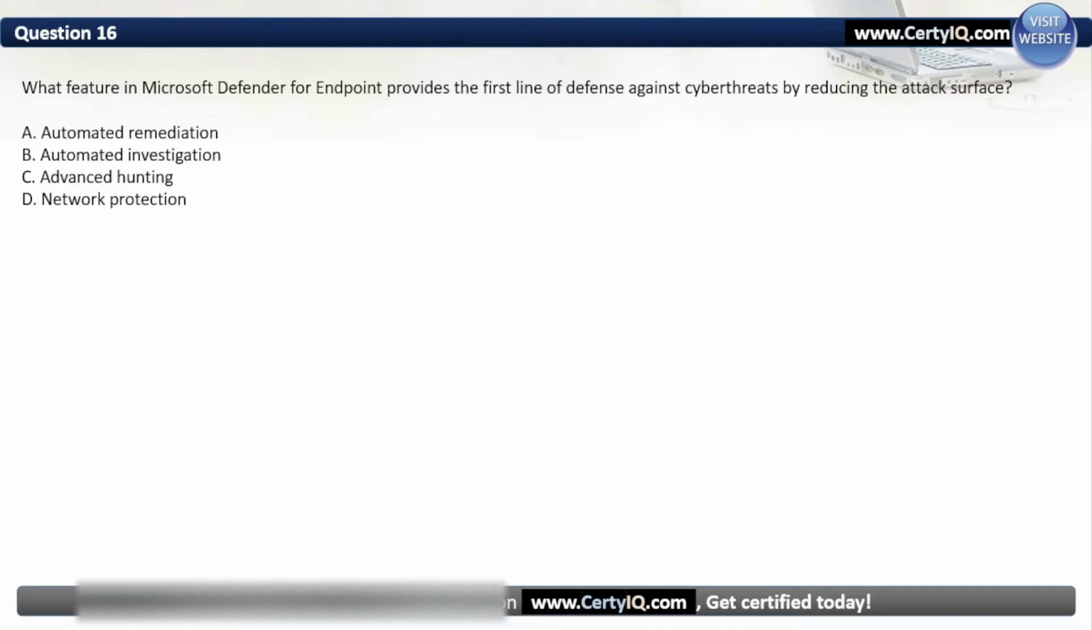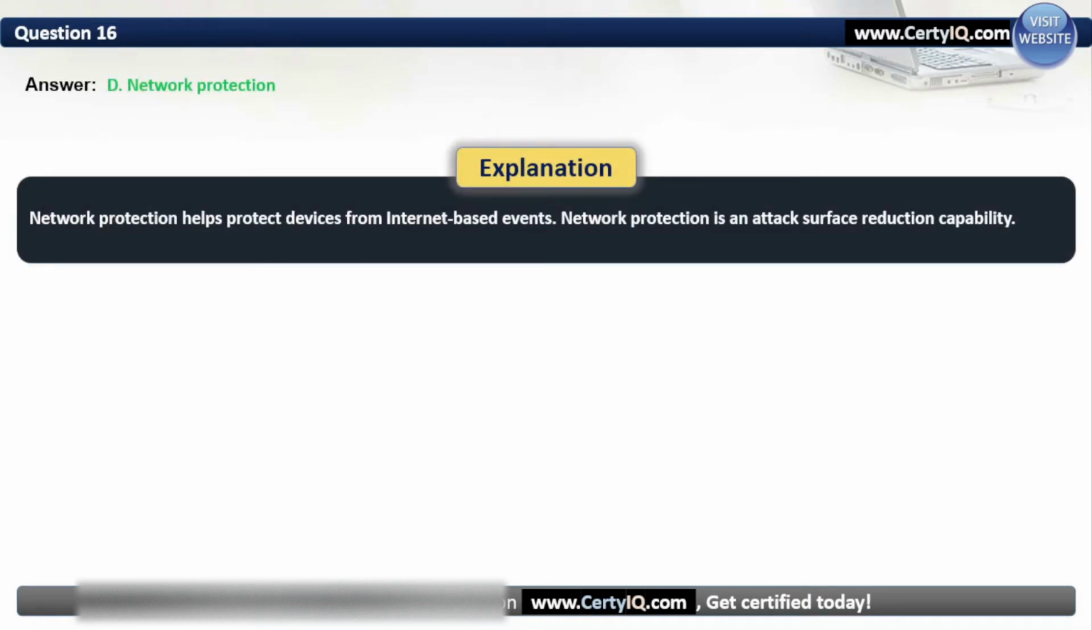Question 16. What feature in Microsoft Defender for Endpoint provides the first line of defense against cyber threats by reducing the attack surface? The correct option is D. Network protection. Network protection helps protect devices from internet-based events. Network protection is an attack surface reduction capability.